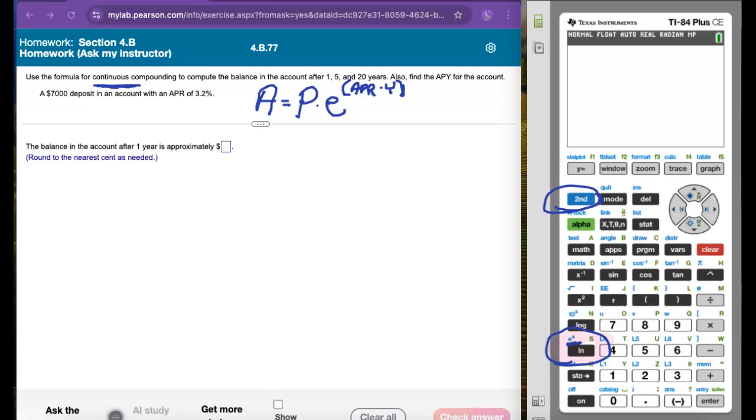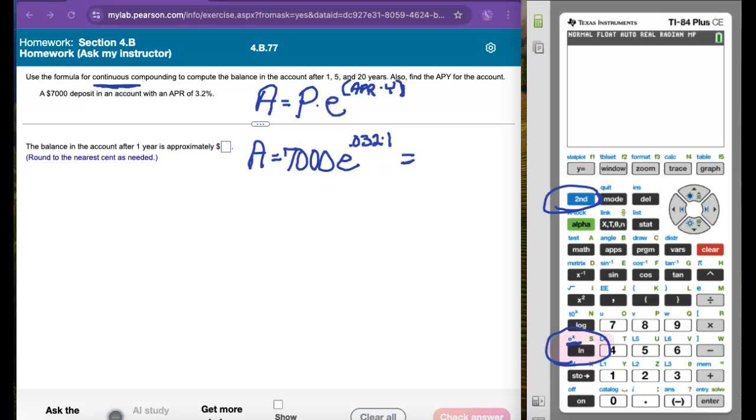Okay, so let's see if we can compute the balance in the account after 1, 5, and 20 years. So we start off with the amount, which is $7,000 times E raised to, and writing the APR as a decimal is 0.032 times the number of years, which is 1. And then we're going to calculate that. I'm going to have to wait just a moment to do the calculation because I'll lose this writing. So you need to jot this down.